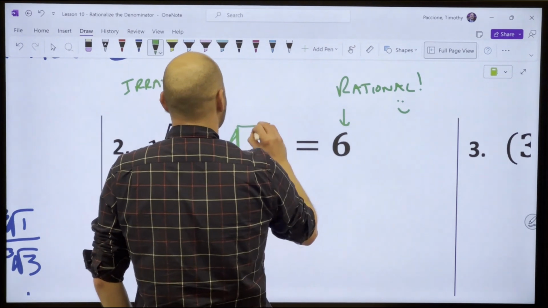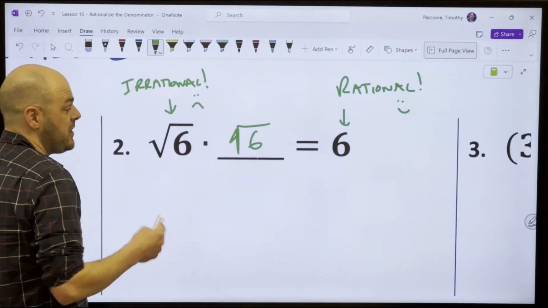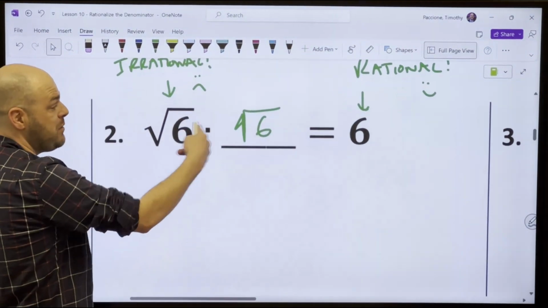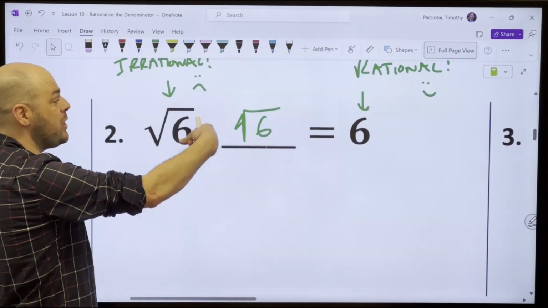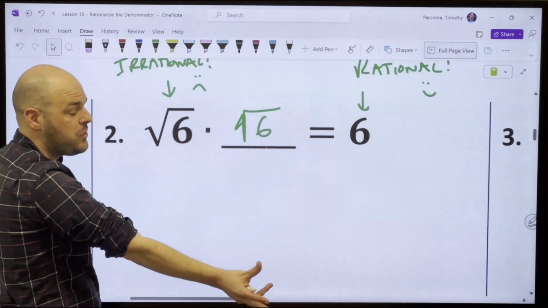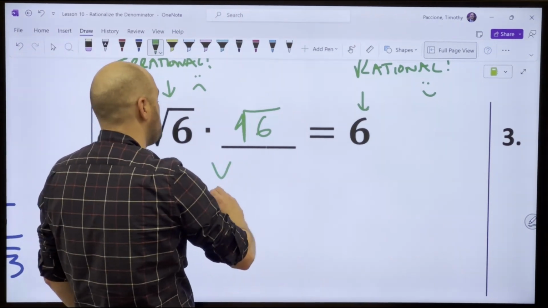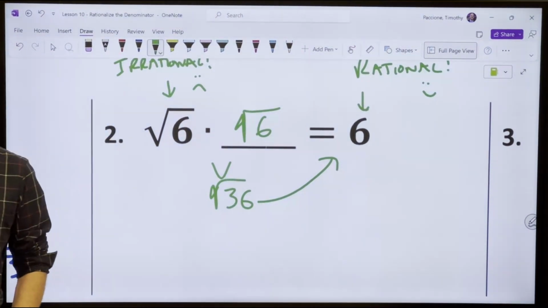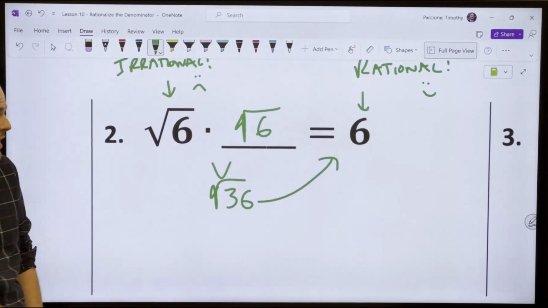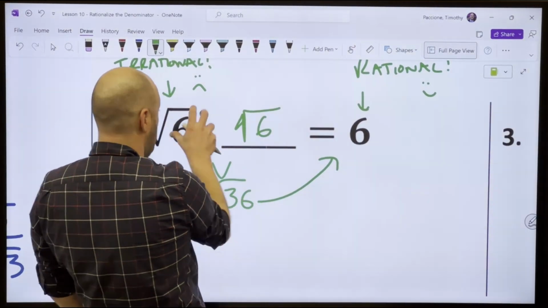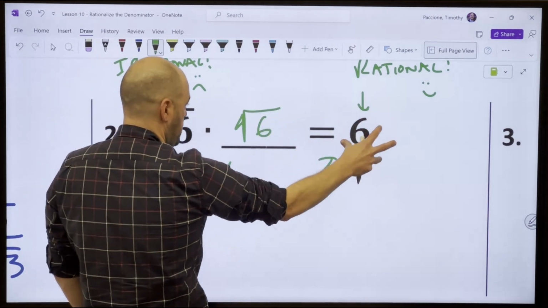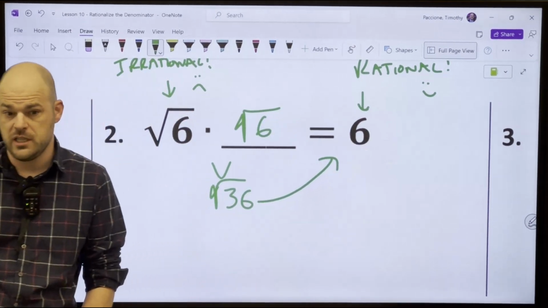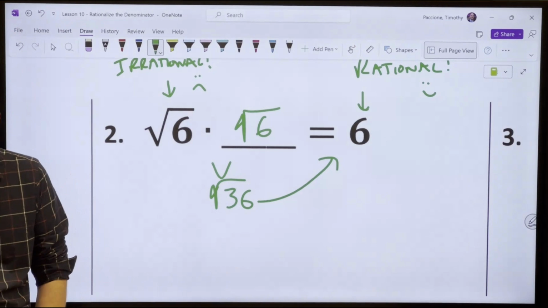Square root of 6, because there are two ways to think about it. You can just remember anytime you multiply a square root by itself, it's just the number underneath. Or you can think, hey, that's the square root of 36, which is 6. So you've rationalized the situation. This goes from this situation to this situation. It's one way to rationalize things.